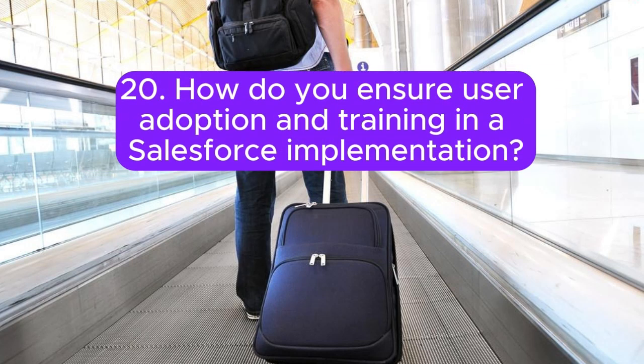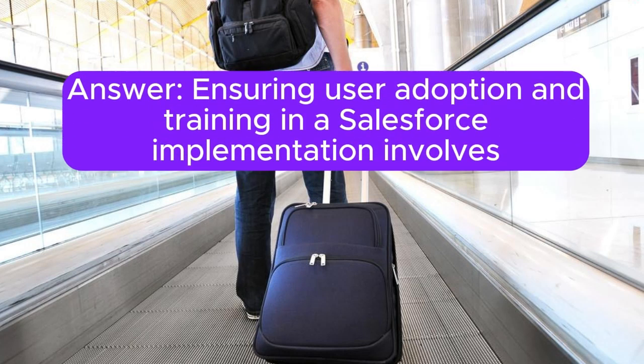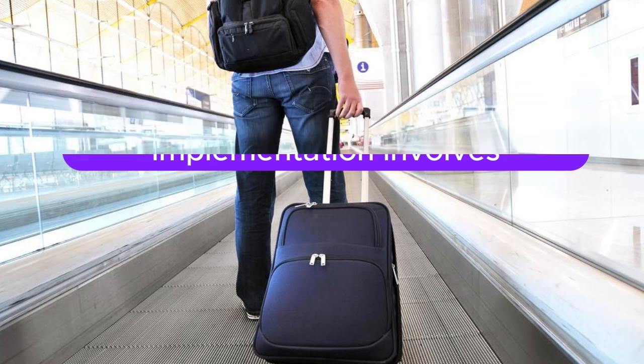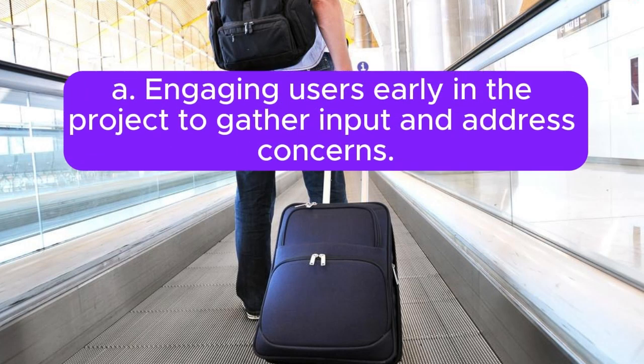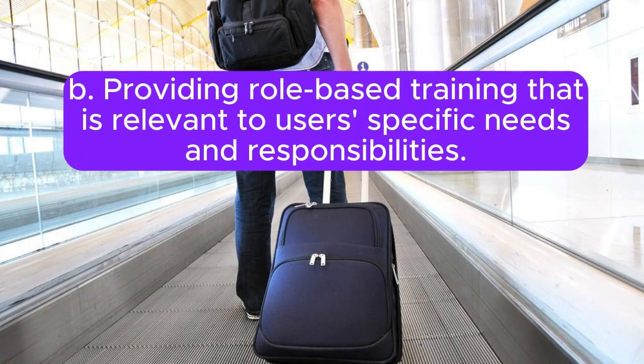20. How do you ensure user adoption and training in a Salesforce implementation? Answer. Ensuring user adoption and training in a Salesforce implementation involves A. Engaging users early in the project to gather input and address concerns. B. Providing role-based training that is relevant to users' specific needs and responsibilities.